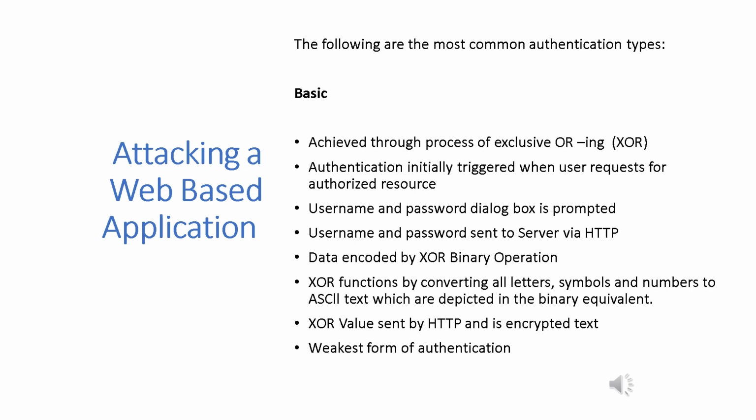Data is encoded by XOR binary operations. XOR functions by converting all letters, symbols, and numbers to ASCII text, which are depicted in a binary equivalent. XOR values are sent by HTTP and are encoded, and this is known as the weakest form of authentication.